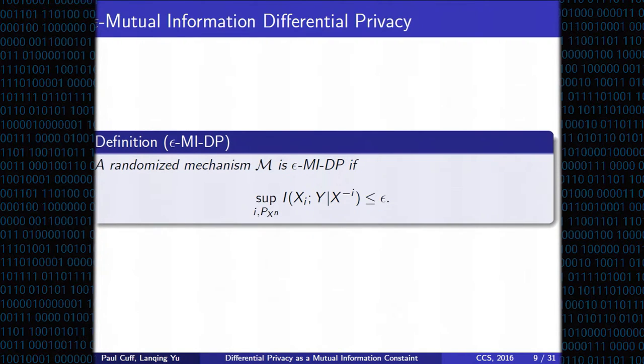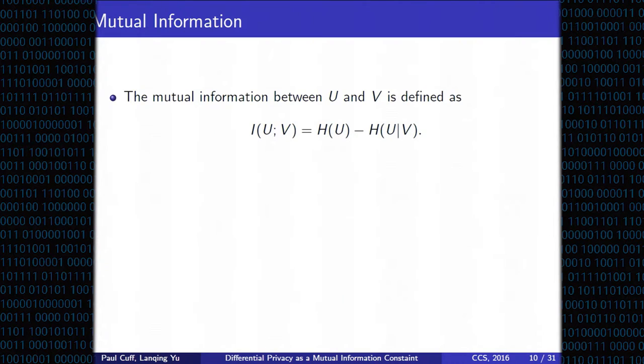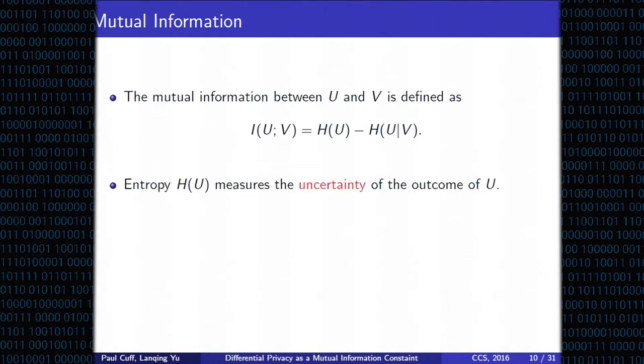I should really tell you what conditional mutual information is. First, I will talk about unconditional mutual information. The mutual information between two random variables u and v is defined as the difference between entropy and conditional entropy. So indeed, I have more terms to define. But what I want you to remember is that the entropy H(u) measures the uncertainty of the outcome of u. Suppose u is whether or not Alice will win the election. If you don't know much about the election, it may be something like half and half.